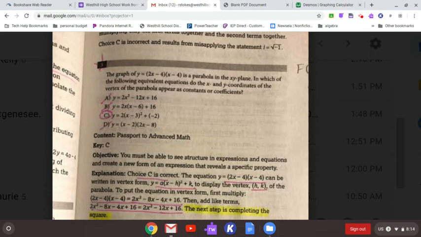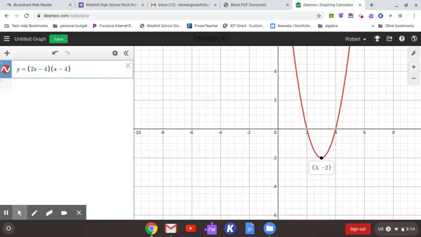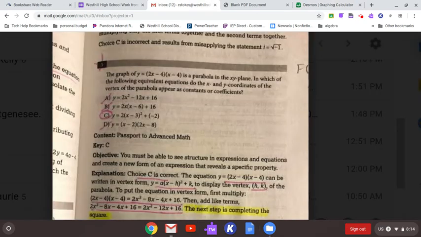The thing to remember is when they do vertex form like this, the first term, the one with the x in the parentheses, is always the opposite. Since here it is a negative 3, it would be a positive 3 on your graph. And then the second term, we know it's a negative 2 on the graph, and we have the negative 2 at the end there. So that's one way you can do it. If it's asking about the vertex, the XY coordinate, you can use your graphing calculator to figure that out.